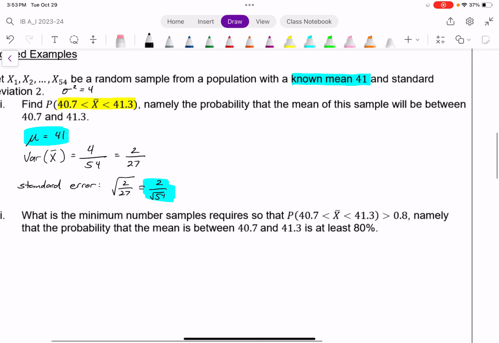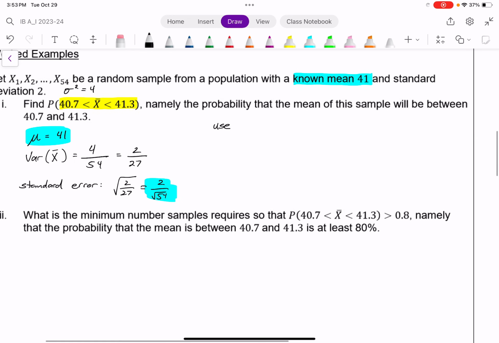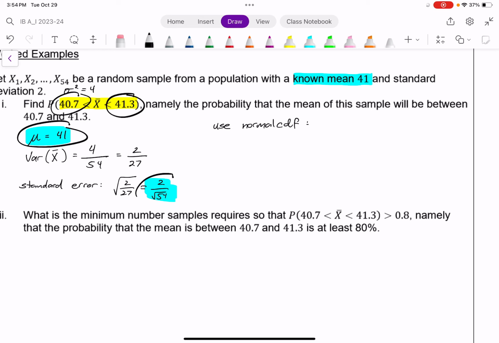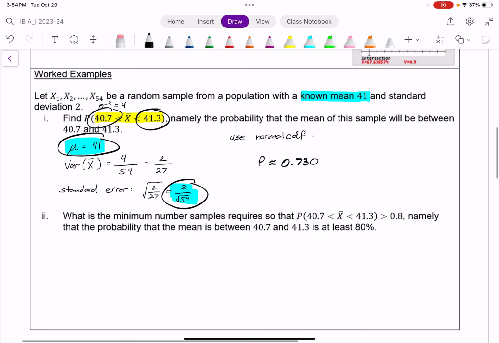And so now I can use my normal CDF, which we started using the last day as well, I believe, in which my lower limit will be 40.7, my upper limit will be 41.3, the mean will be 41, the standard deviation will be this, which again is not exactly the same as the standard deviation of the population. And we should get a probability to 3 significant figures of about 0.730.